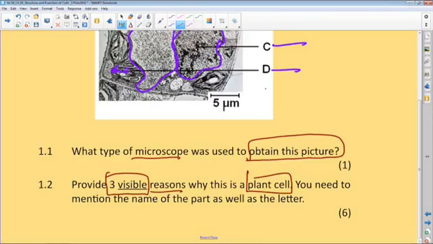You need to mention names of the parts as well as the letter. Okay, now when you read it, that is important. If you do not give me the letter, I'm not going to be able to do this with you. Okay, you have exactly, let's see, 30 seconds. 30 seconds is the best. You ready? And go.